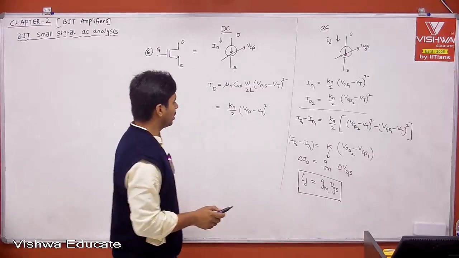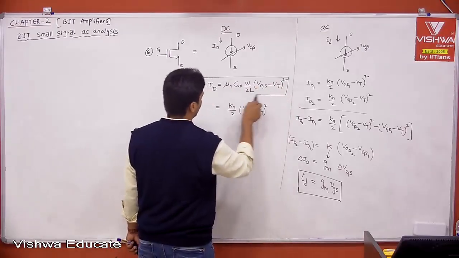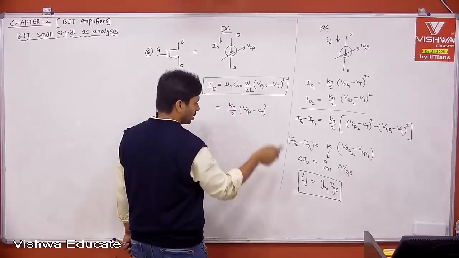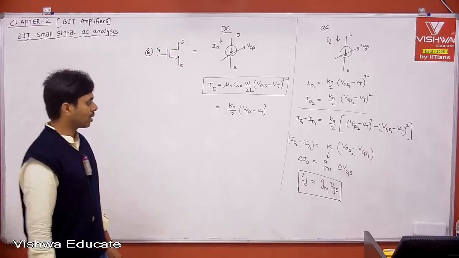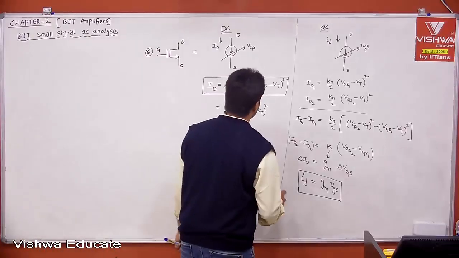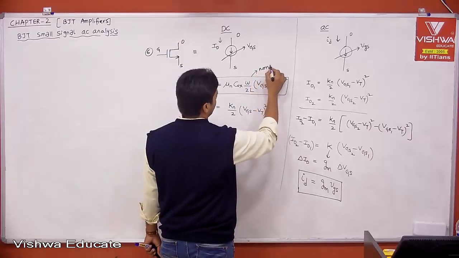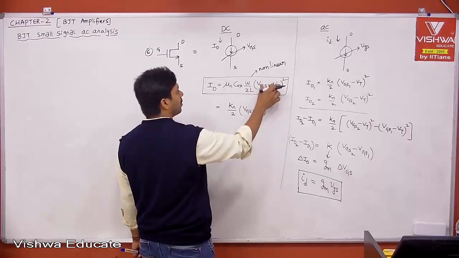Now, if you see here, this is your ID. That is the DC equation. But what is the change in ID because of change in VGS? Small ID is equal to Gm into small VGS. Okay. Therefore, remember, this is a nonlinear equation, because it is having a square term.